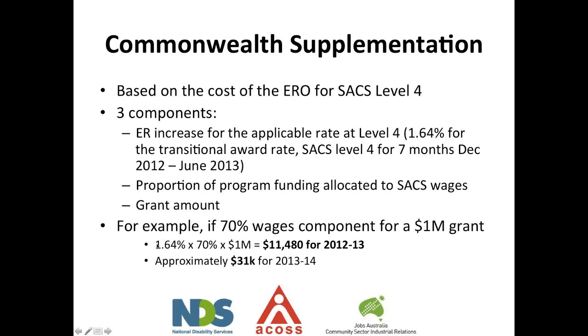So represented here, it's 1.64%, multiplied by the 70% that they say is allocated to wages, multiplied by the $1 million grant, or if you like, for that 7-month period, it's $11,480. For the 12-month period, it would be approximately $31,000. Again, that would depend on the national minimum wage increase, which we expect to have announced shortly.